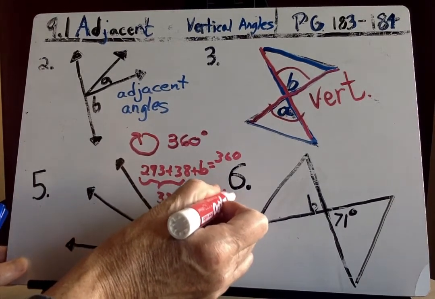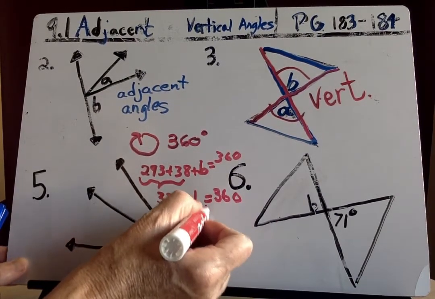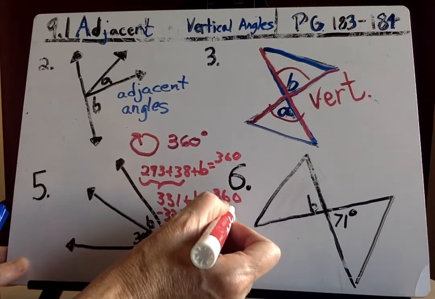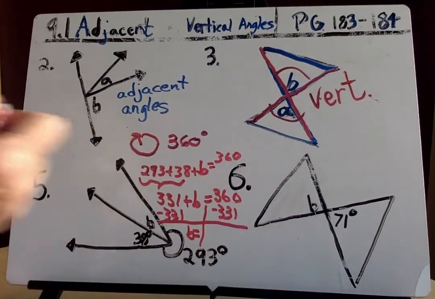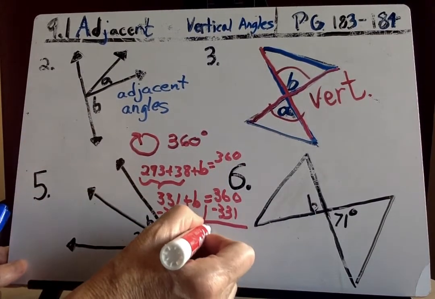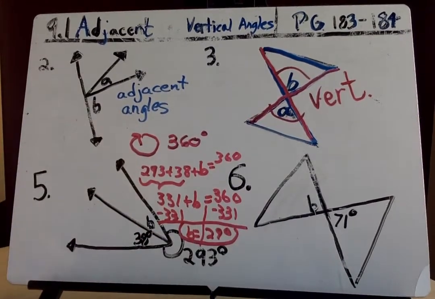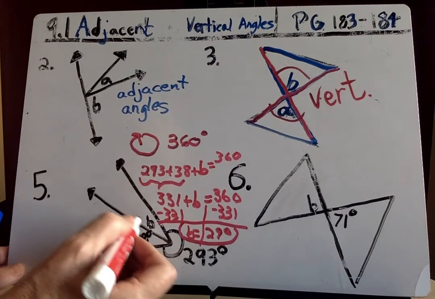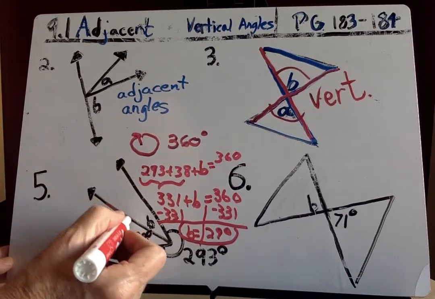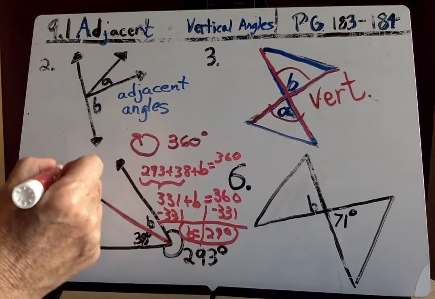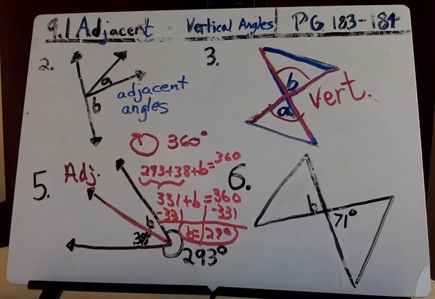And then I use my problem solving skills, minus 331, minus 331, and I know that B equals 29 degrees. Oh, I think I forgot to put the relationship between them. Well, B and 38 degrees, they're right next to each other. They share this side, and they have a common vertex. So it would have to be adjacent, and I'll let you put ADJ for adjacent, okay?